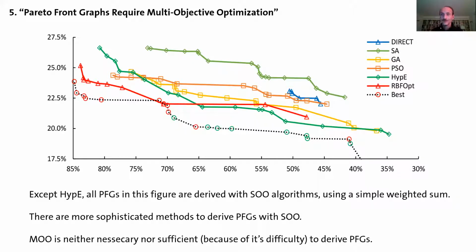So now if I want to find a Pareto front, do I have to use a multi-objective algorithm? No, not necessarily. In this picture, I have used mostly single objective algorithms and one multi-objective algorithm. In fact, the best front, which is the dotted line, is generated by combining the results from one single objective algorithm and from one multi-objective algorithm, from which we can see just by example that multi-objective algorithms are not necessary and not sufficient to derive Pareto front graphs.